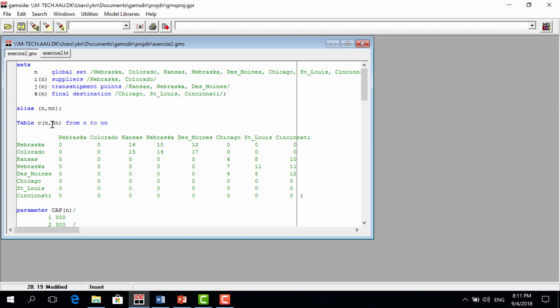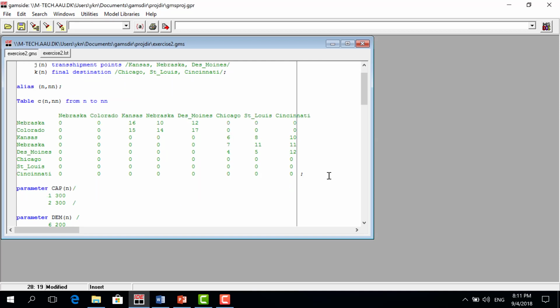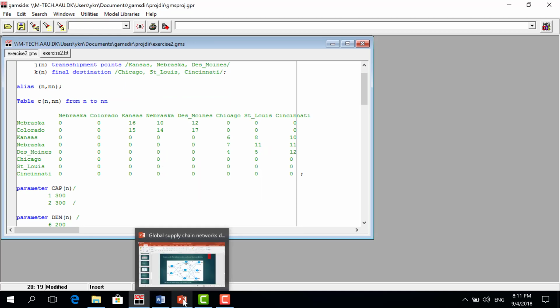So n comma nn can be from I to J, from J to K, or from K to I if there is a reverse flow, and even from J to I also. So it makes our model flexible. For instance, in the future, if we have reverse logistics modeling, this is the table that we need to compose. For instance, here from Nebraska to Kansas, we have 16 US dollars per passenger or per unit.